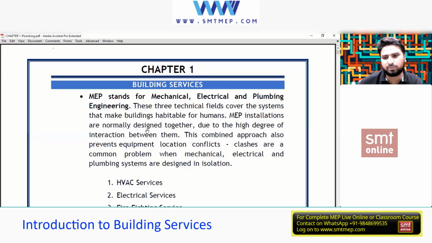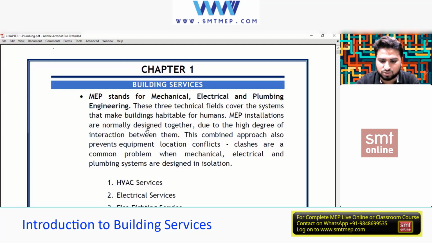That means, for example, there will be three design engineers. One would take care of HVAC, one of electrical, and one of plumbing and firefighting. They do the design on the same project, because the architecture layout is the same. On that architecture layout, the design is done for plumbing, firefighting, electrical and HVAC, isn't it? So all this would be designed at the same time.